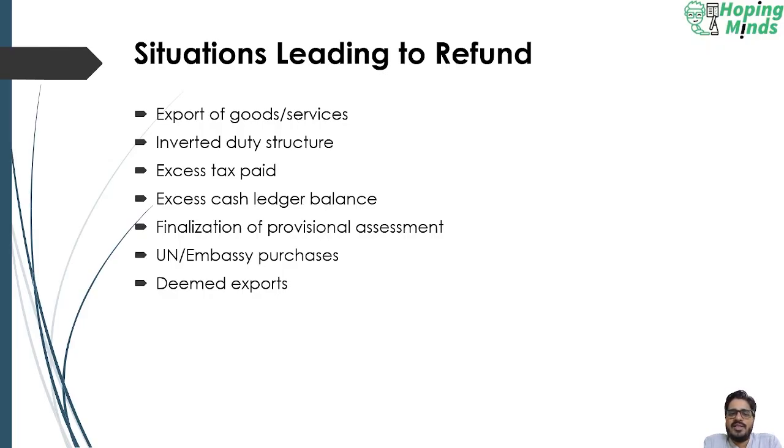Next, the reason could be finalization of provisional assessment, then refund to UN bodies or embassies, and finally refund on deemed exports. So these are the reasons for which a taxpayer can file a refund application and claim refund from the GST department.